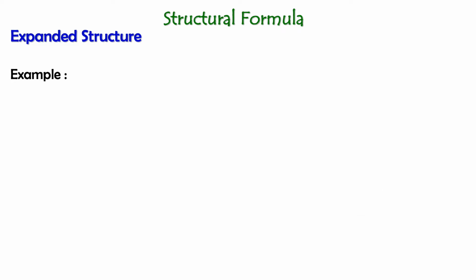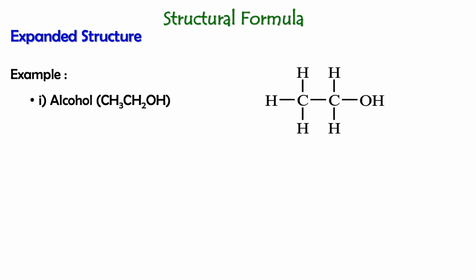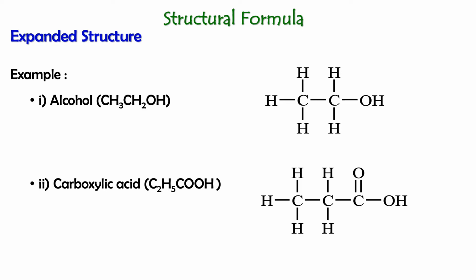Let's look at the examples. The first one is alcohol with the molecular formula of CH3CH2OH. So we can convert it into expanded structure with this representation. The next example is carboxylic acid with a molecular formula of C2H5COOH, with this expanded structure of the molecule.